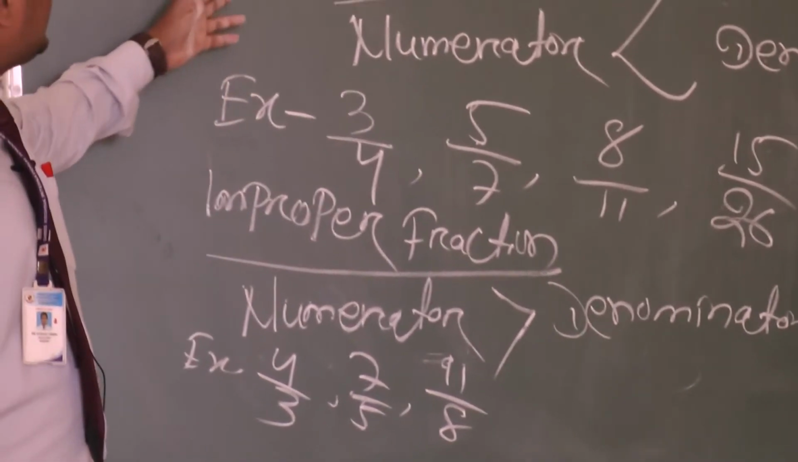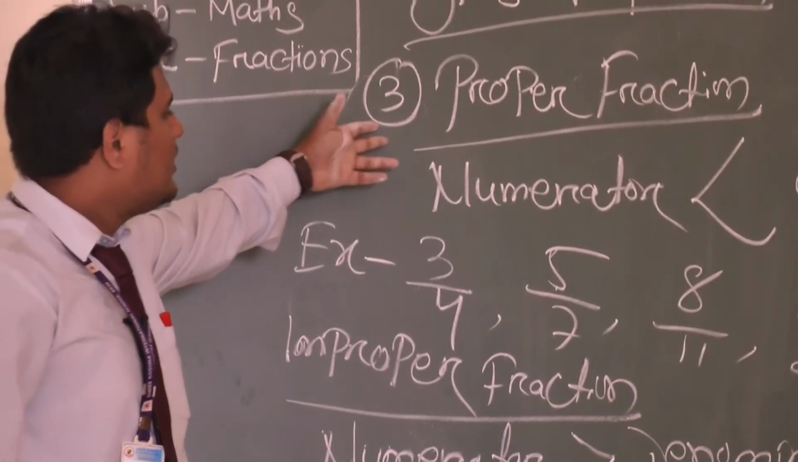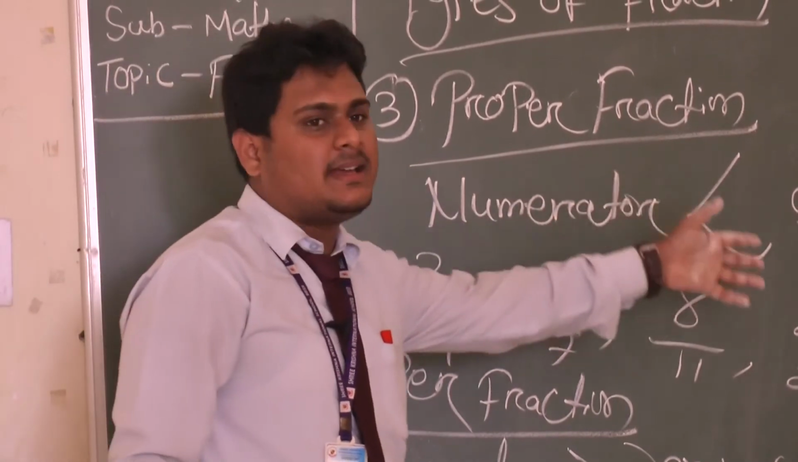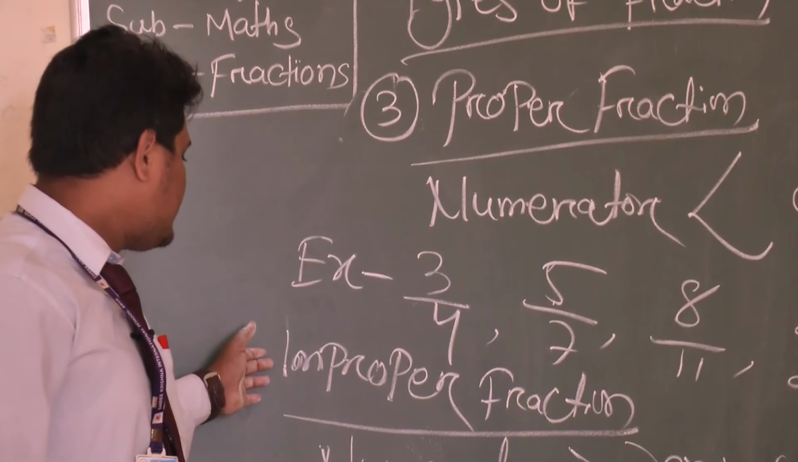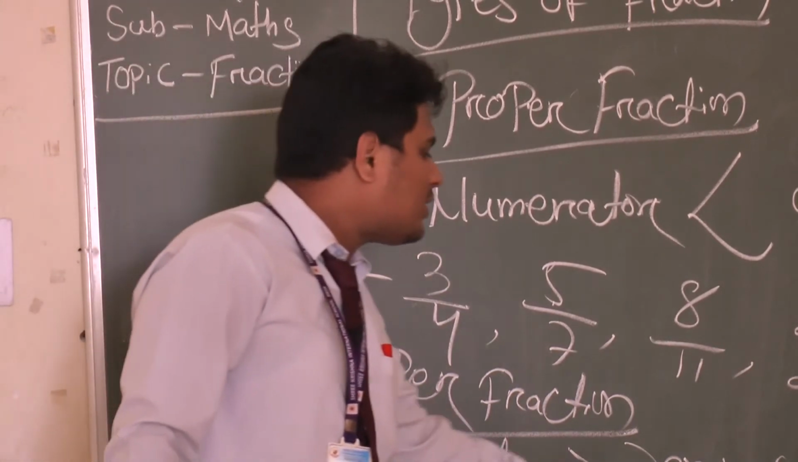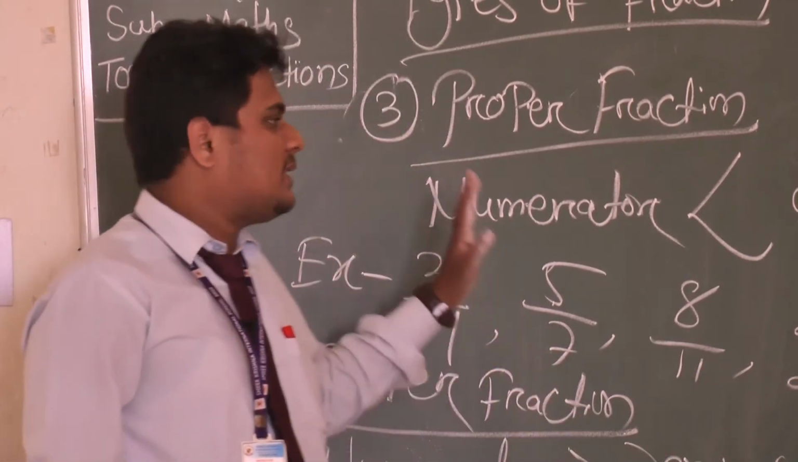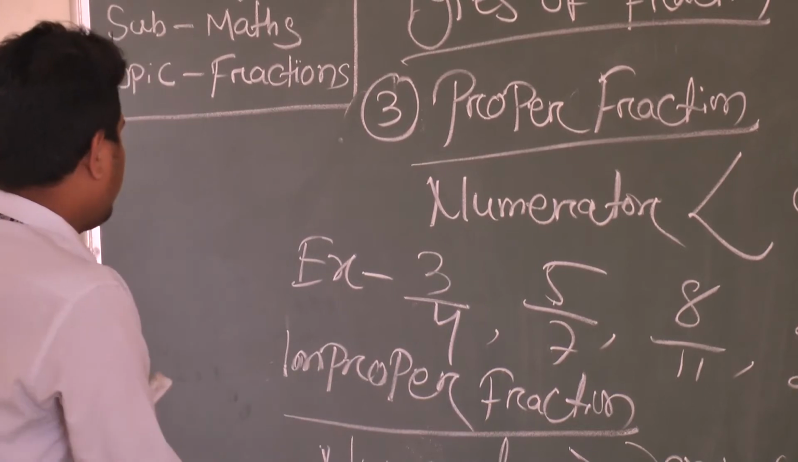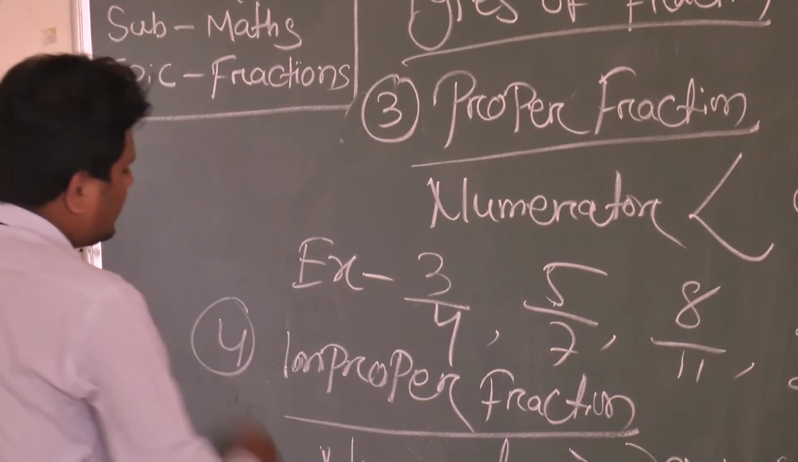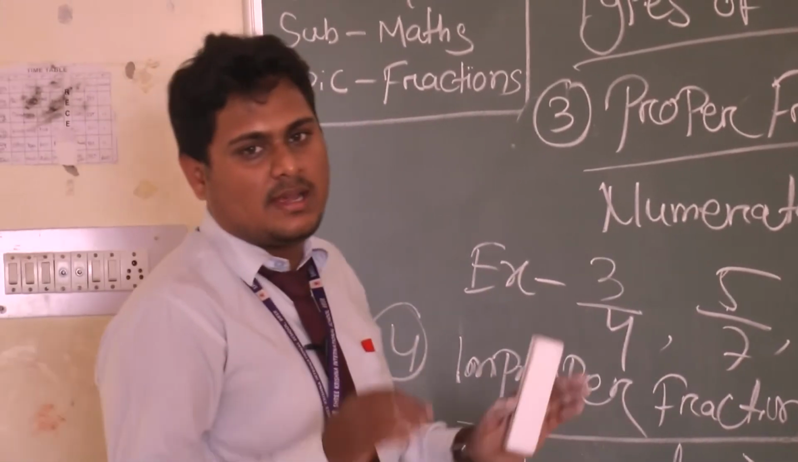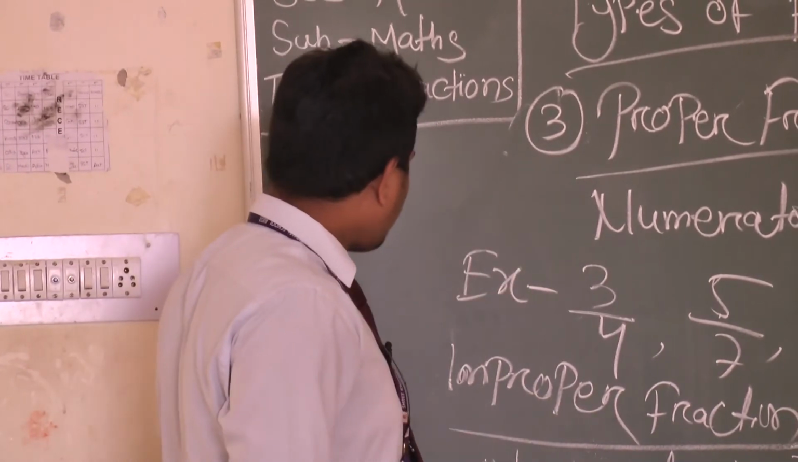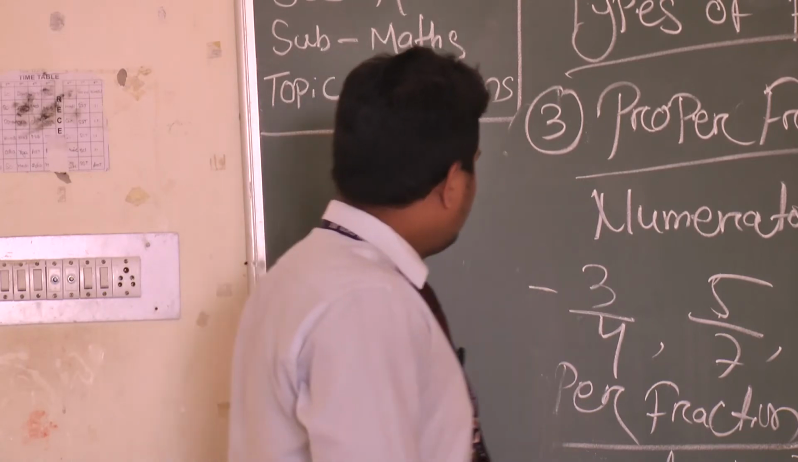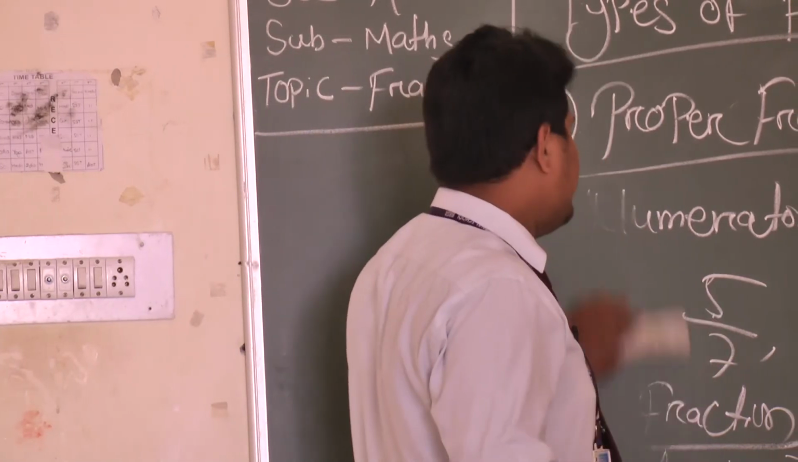So proper fraction means the numerator is less than the denominator, and improper fraction means the numerator is greater than the denominator. So we discussed four fractions: like, unlike, proper, and improper. Now we will discuss mixed fraction.